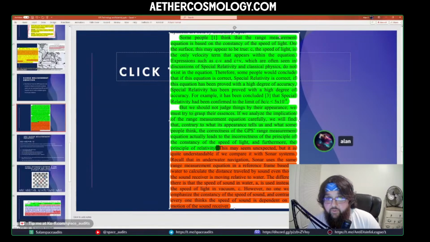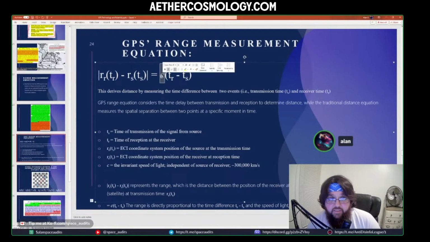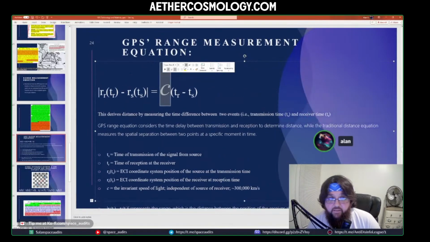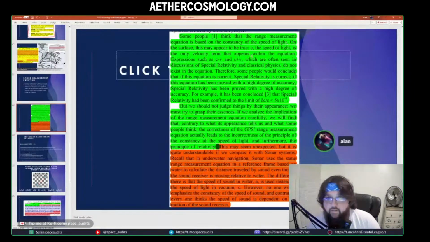So some people think that the range measurement equation is based on the constancy of the speed of light. On the surface of it, this may appear to be true. So again, in this equation, there's your boy, speed of light. Look at him, he looks pretty constant. This equation looks like it definitely depends on this being a constant. So on the surface of it, this appears to be true. c, the speed of light, is the only velocity term that appears in this equation. Expressions such as c plus v and c minus v, which are often seen in discussions of special relativity and classical physics, do not exist in this equation. Therefore, some people would conclude that this equation is correct.